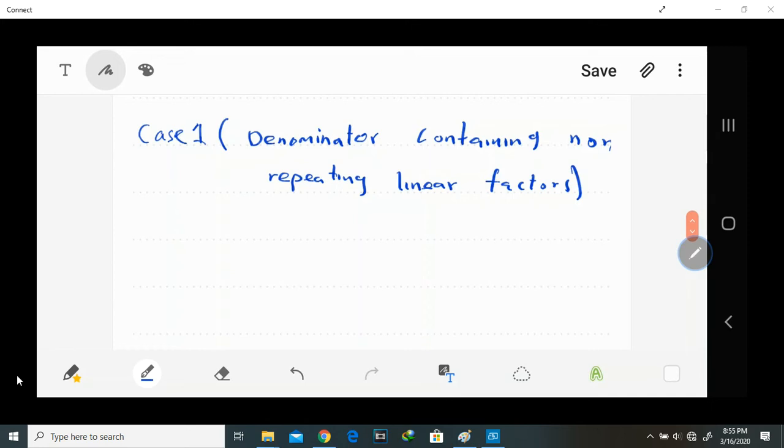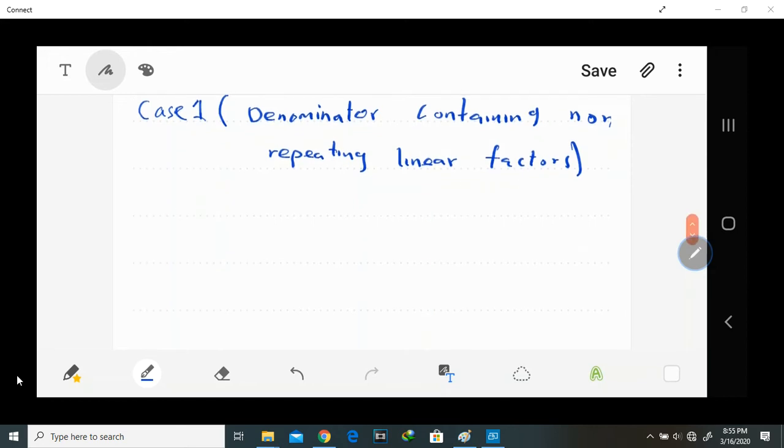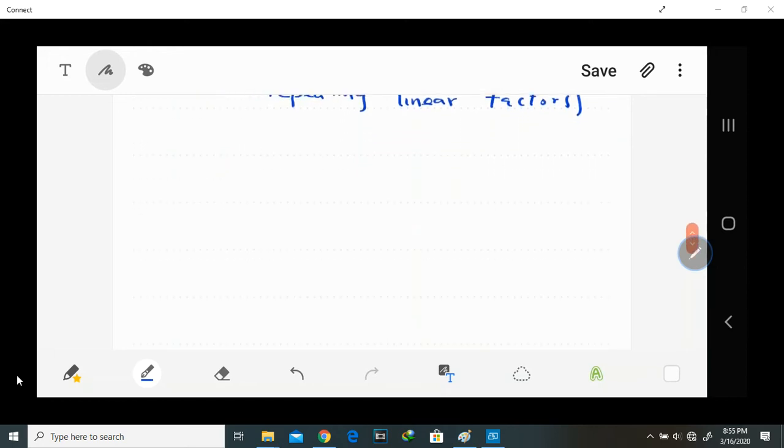About partial fractions. So today we will talk about the first case, where the denominator contains non-repeating linear factors, and how we solve it. So let's get straight into it.